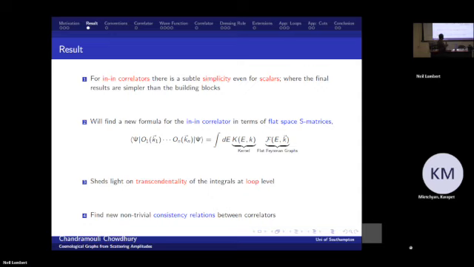Okay, good. And I'll mention how these things can shed light on the structure of loop integrals, which is what this complicated word means, and also how you can use this to derive some consistency relations between these objects.